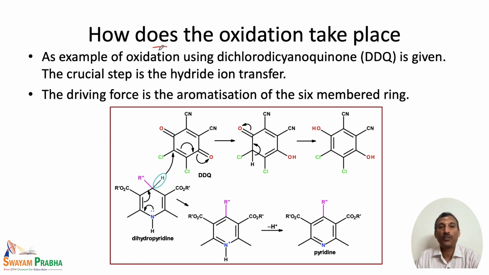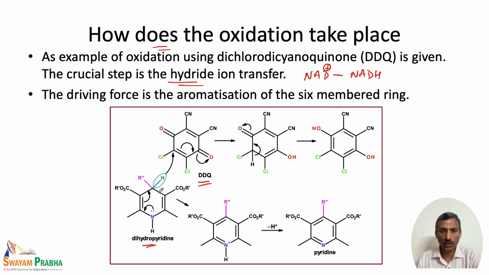And if you look at the last step, which is the oxidation, what the driving force for this reaction is, is very important to know. Here we are showing that reaction using DDQ, that is dichlorodicyanoquinone, as the oxidizing agent, and the crucial step is the hydride transfer reaction. This is one of the reactions which is used in the NAD plus NADH reaction also. Here again the hydride transfer is the crucial step. So instead of a hydrogen or a proton, the hydrogen with its bonded electrons, that is the hydride, is being transferred to the oxidizing agent.